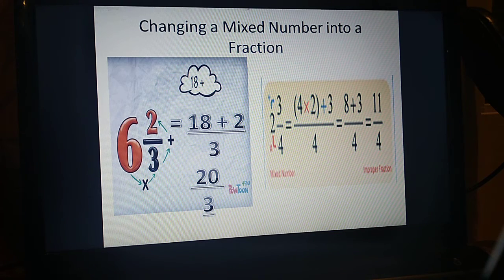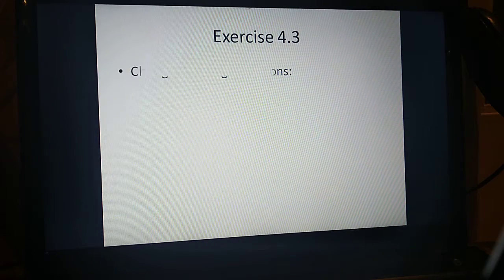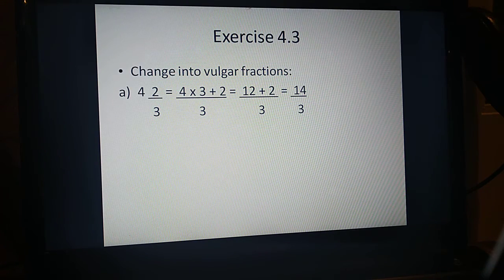Another fraction on your right is 2 and 3 out of 4. Yes, you multiply 2 by 4 and then add 3. Now that's 11 out of 4. Excellent. Now we will try some exercises from your book.